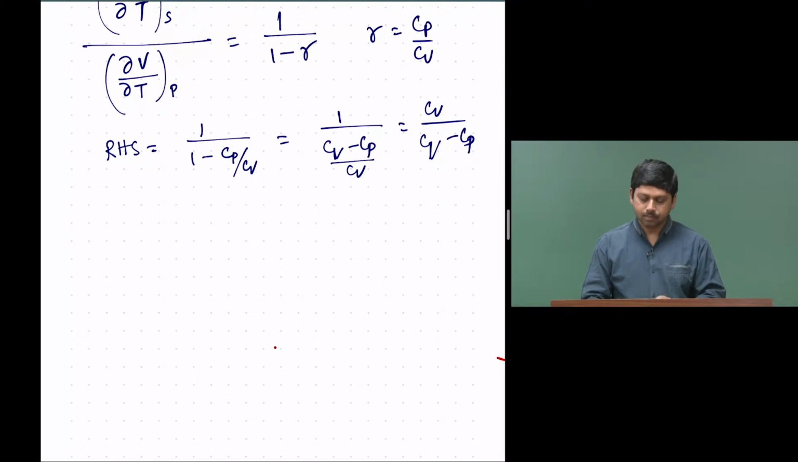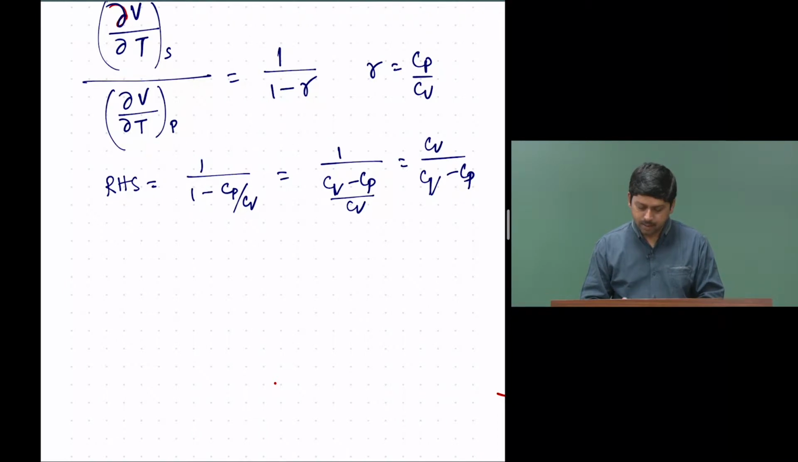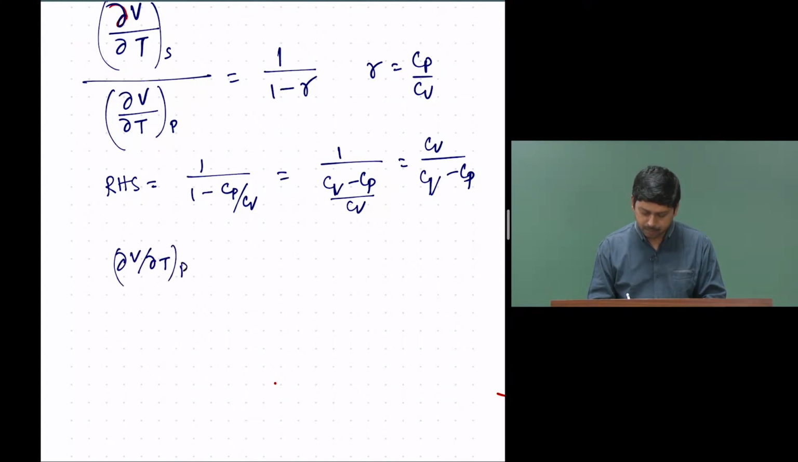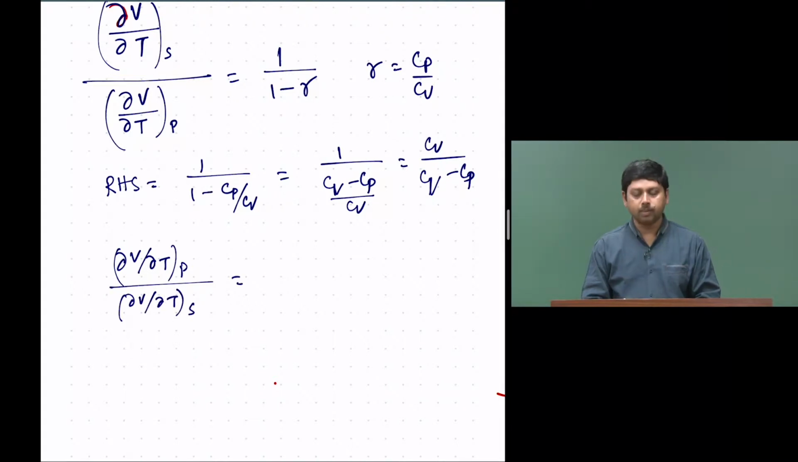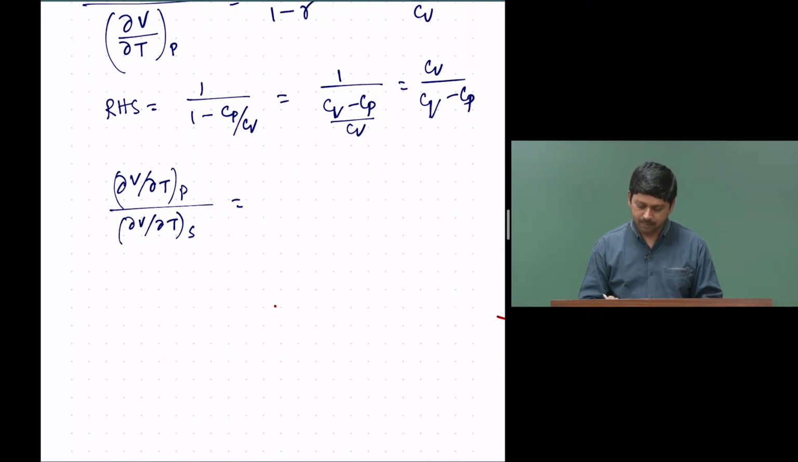Now, you see that I can make the equation a little bit simpler by solving the reciprocal of this, which means that if I want to do this (del V/del T) at P by (del V/del T) at S, then I am expecting 1 minus gamma, and 1 minus gamma is nothing but Cv minus Cp by Cv, or 1 minus Cp by Cv. So, that is a little bit easier. So, we are going to go that way. We are going to solve this one, and then we will prove that the reciprocal of that is 1 by 1 minus gamma.